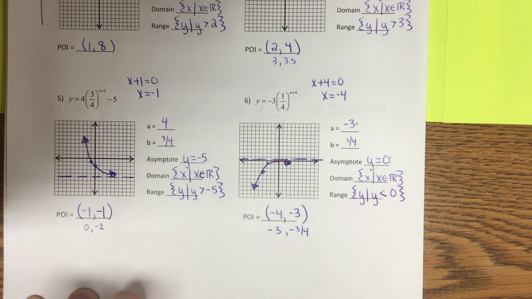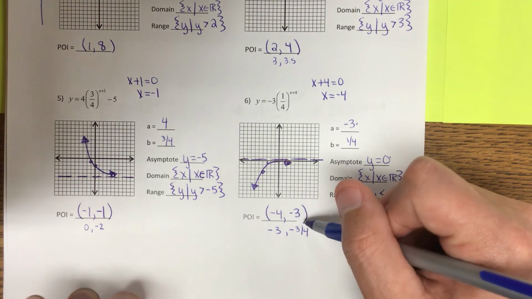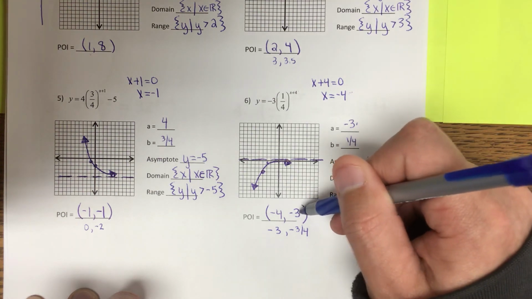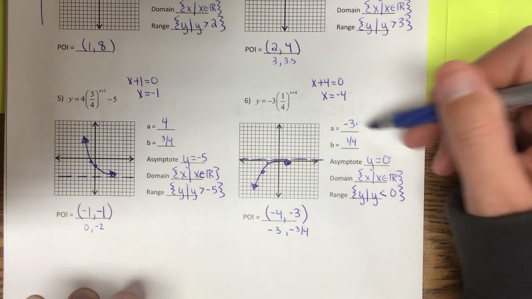But if you're going to use the point of interest, make sure you know how to find that using this h value. And then to find that y value, you take the a value and add the value of the asymptote.